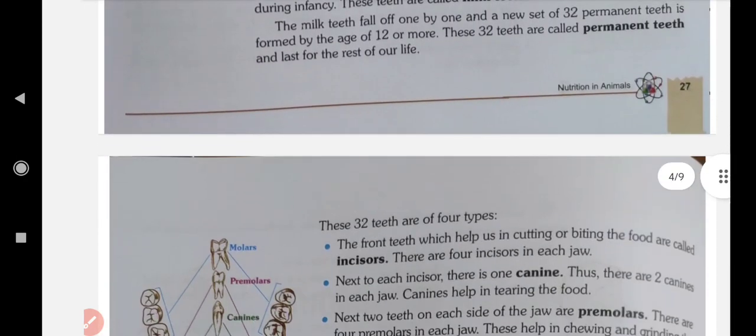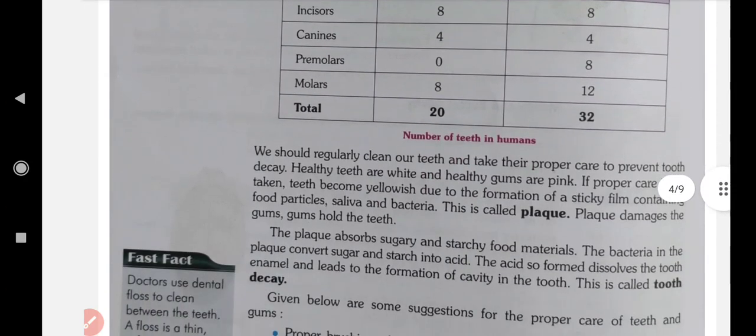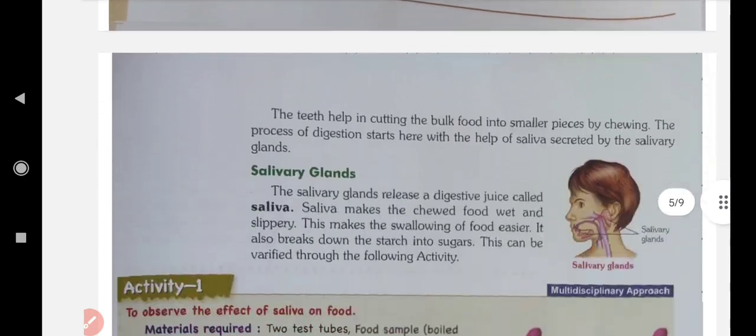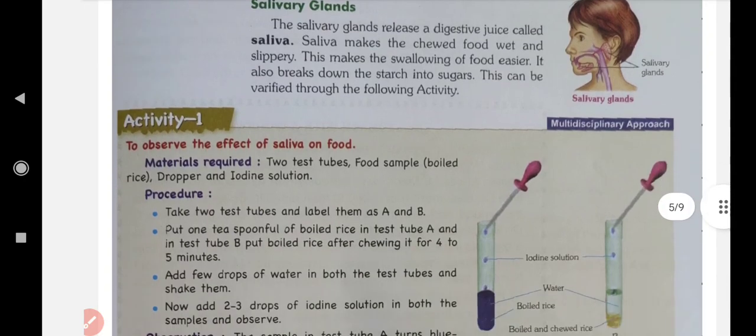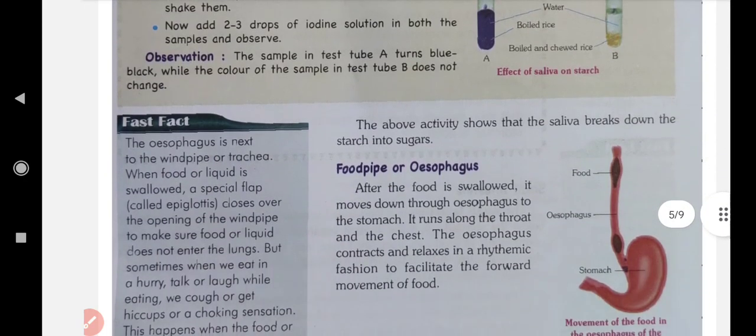tongue, teeth, then salivary glands. Up to salivary glands we had finished in the class. Now we'll see food pipe or oesophagus. The other name of oesophagus is food pipe.